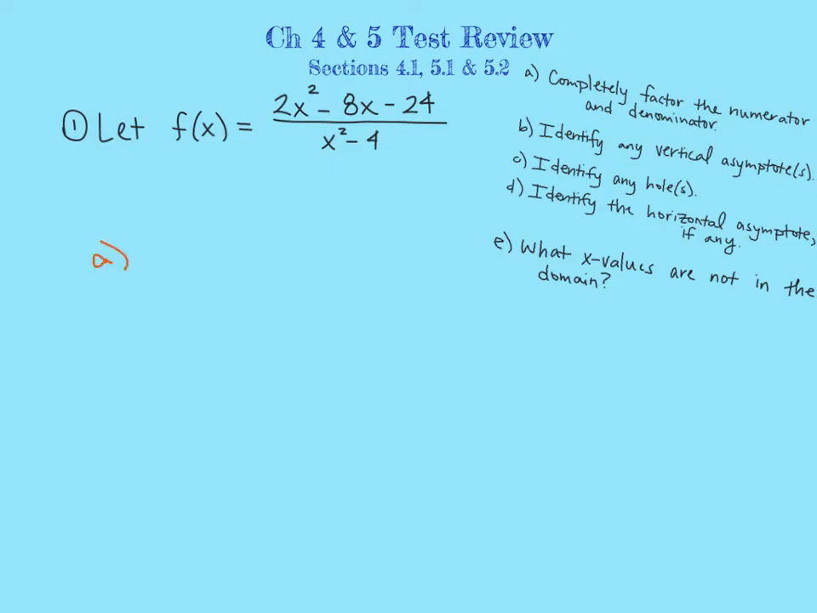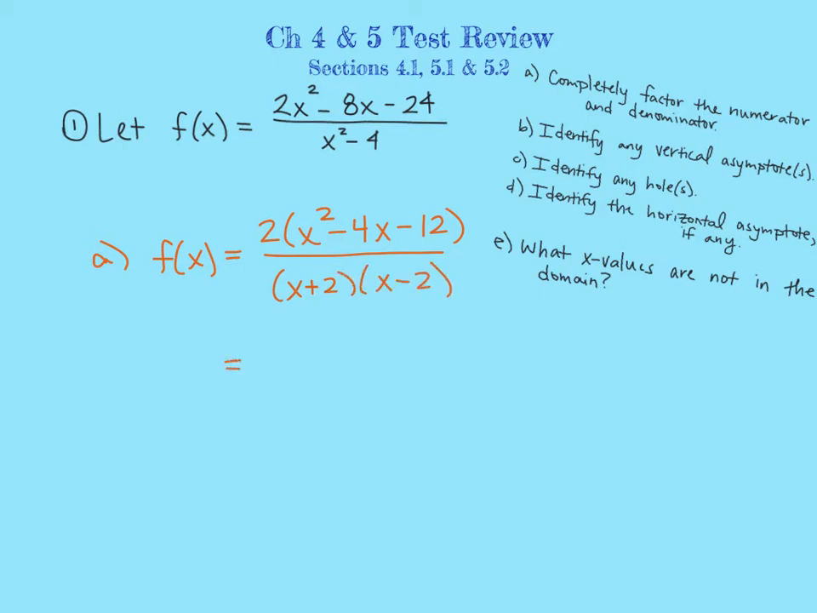So in our numerator, what we can do is first factor out the GCF, which is 2, and so then we're left with x squared minus 4x minus 12. Our denominator, as we see, is a difference of two squares. So that'll factor into x plus 2 and x minus 2.